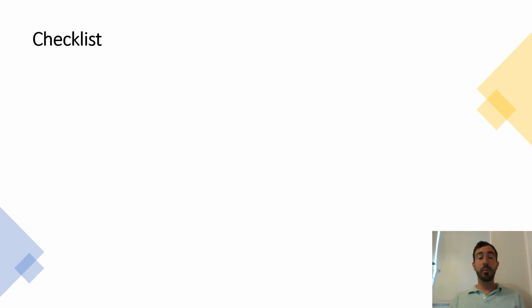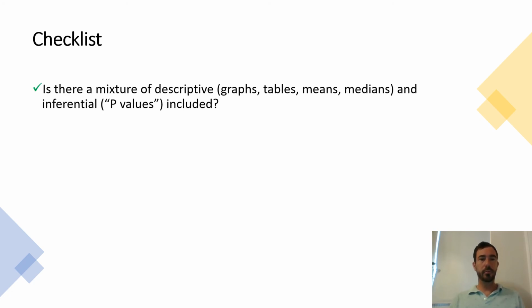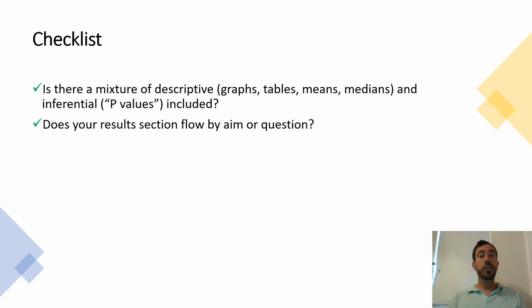So my checklist for what to include in the results section. Make sure you have a mixture of descriptive and inferential testing. Remember, your descriptive tests are your graphs and tables and your measures of spread. And your inferential statistics are those that include a p-value. Make sure you have a mixture of descriptive and inferential testing per aim that you are investigating. Check that your results section flows by aim or part of your research question. Mirror that from the data analysis section of your methods, and then further reflect it in your discussion.